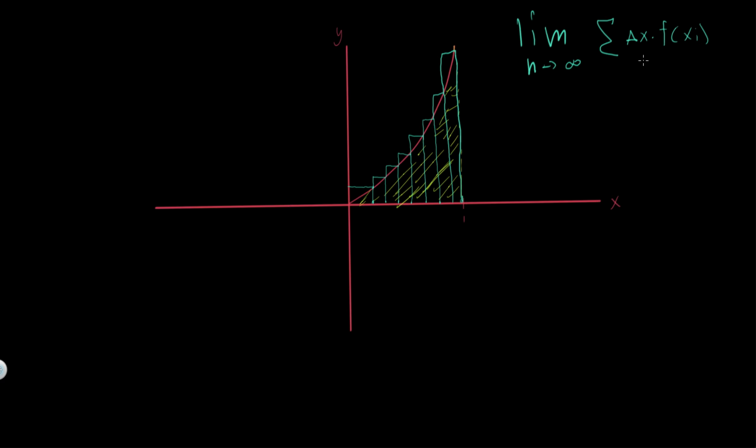So let me break this down. Delta x is the width of the rectangle. These are delta x, and they're all equal. And f of xi will be the height of the rectangle. So this gives you the area of the rectangle. What this limit says is that as n goes to infinity, so the amount of rectangles being infinite, we find the summation of all the areas of the rectangles.